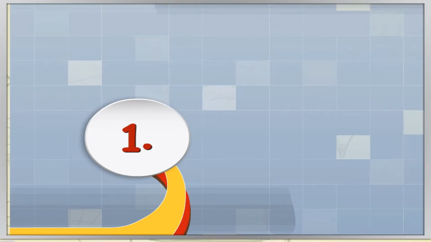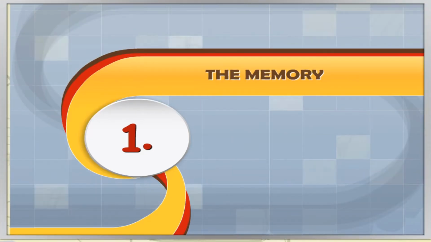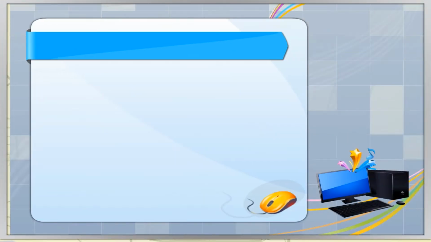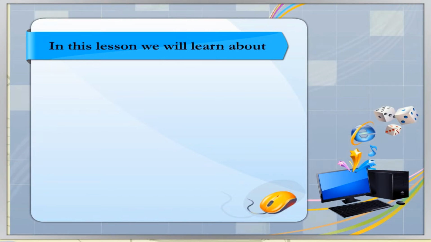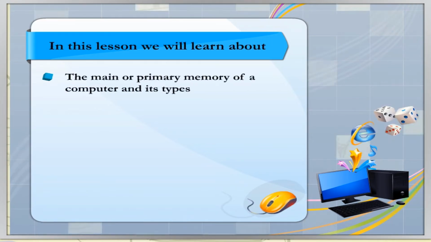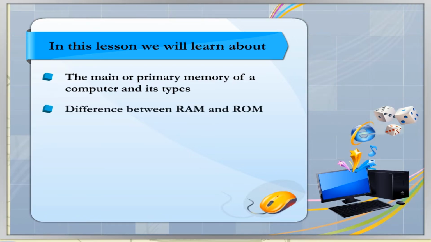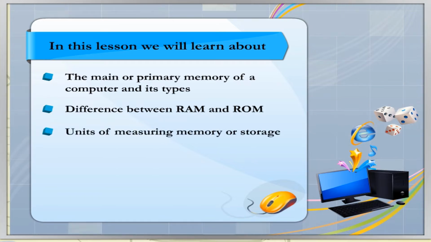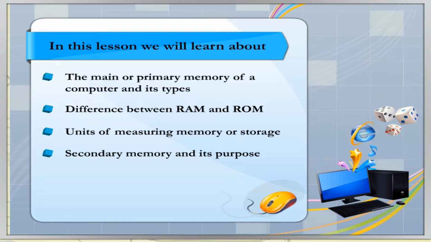Chapter 1. The Memory. In this lesson, we will learn about the main or primary memory of a computer and its types, difference between RAM and ROM, units of measuring memory or storage, secondary memory and its purpose, secondary storage media.